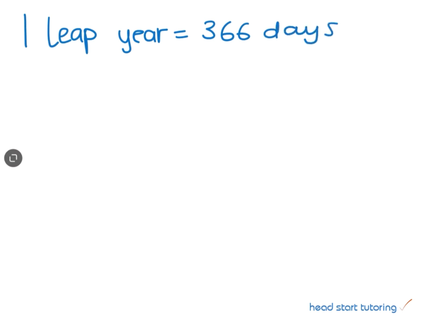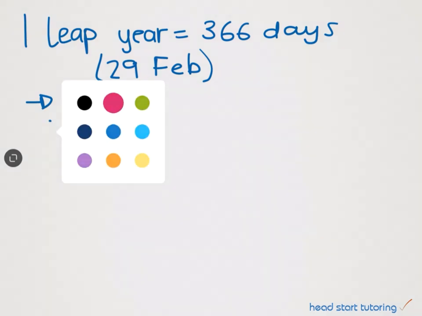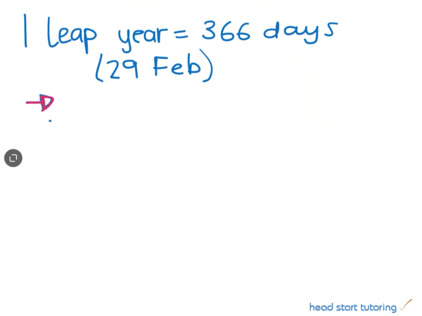One leap year is equal to 366 days, and that is because of the extra day on the 29th of February. So leap years occur every 4 years. Okay, so we're just going to go through leap years so that we have a good understanding of them. Okay, so they occur every 4 years.